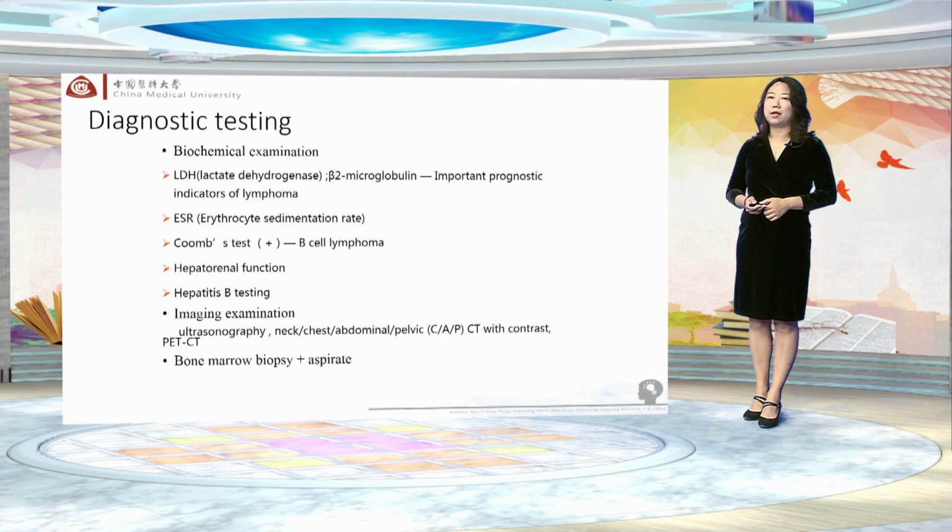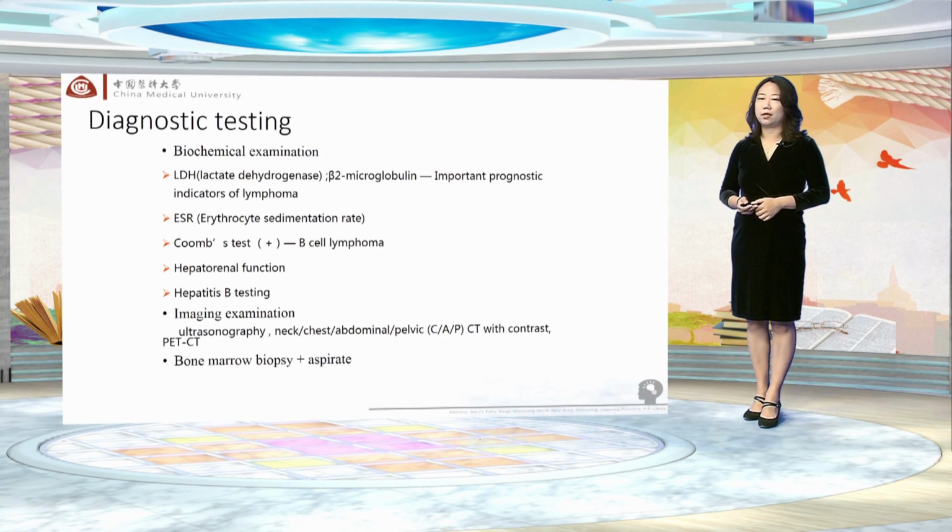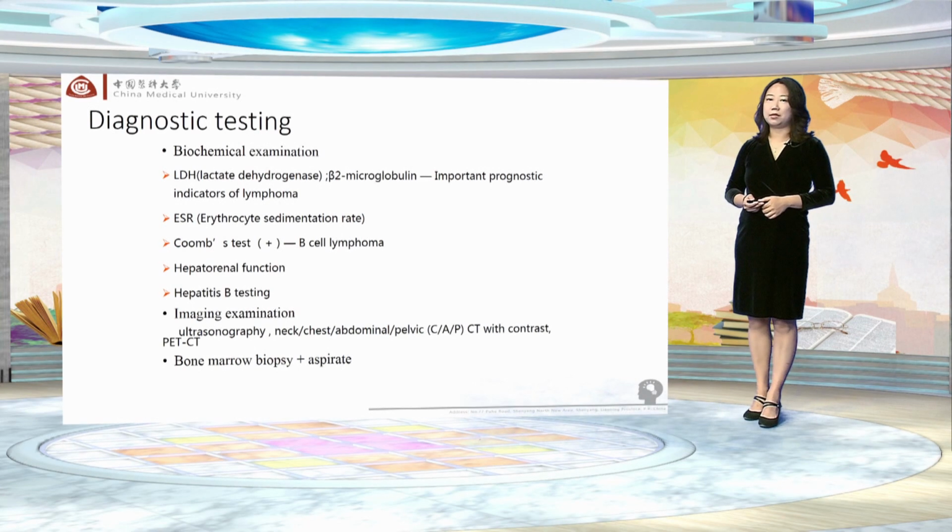Hepatorenal function should be checked before chemotherapy. Hepatitis B testing is necessary. You know that we should use targeted therapy like monoclonal antibody for CD20 positive B-cell lymphoma. Rituximab is the most famous CD20 monoclonal antibody and is now widely used in clinic.